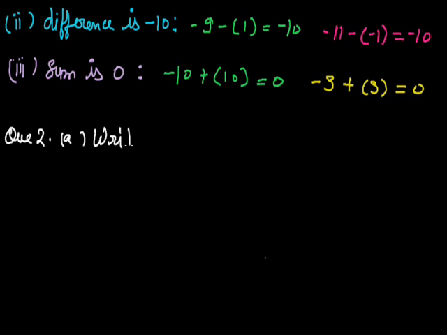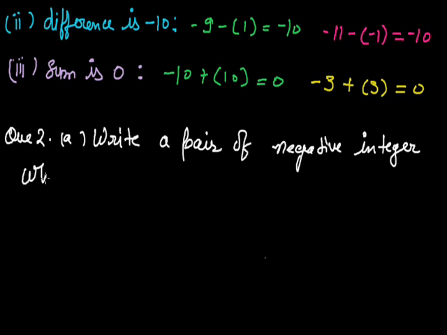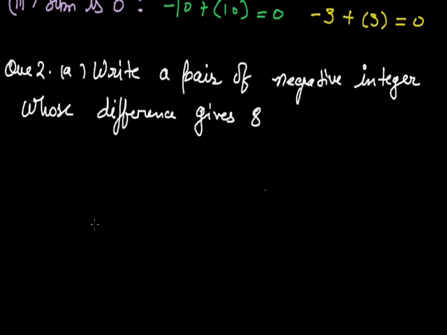Now the next question is: write a pair of negative integers whose difference gives 8. We have to write a pair of negative integers. That means both the integers should be negative and their difference will give you 8, that is positive 8.